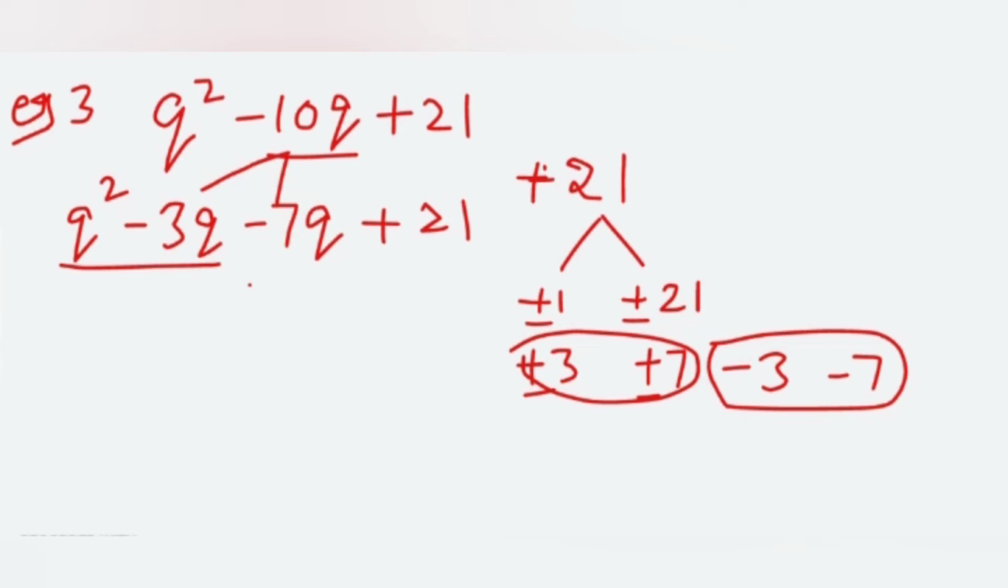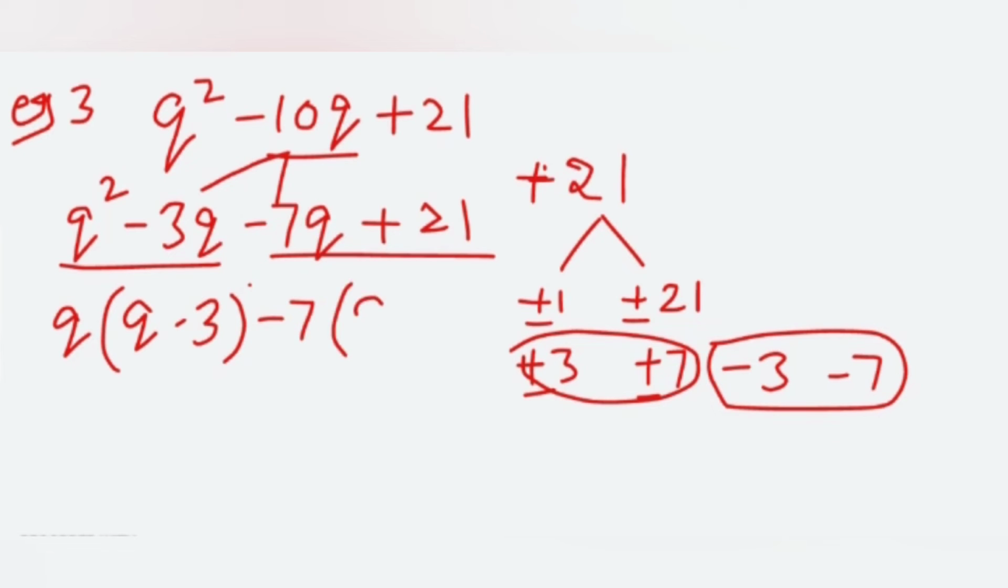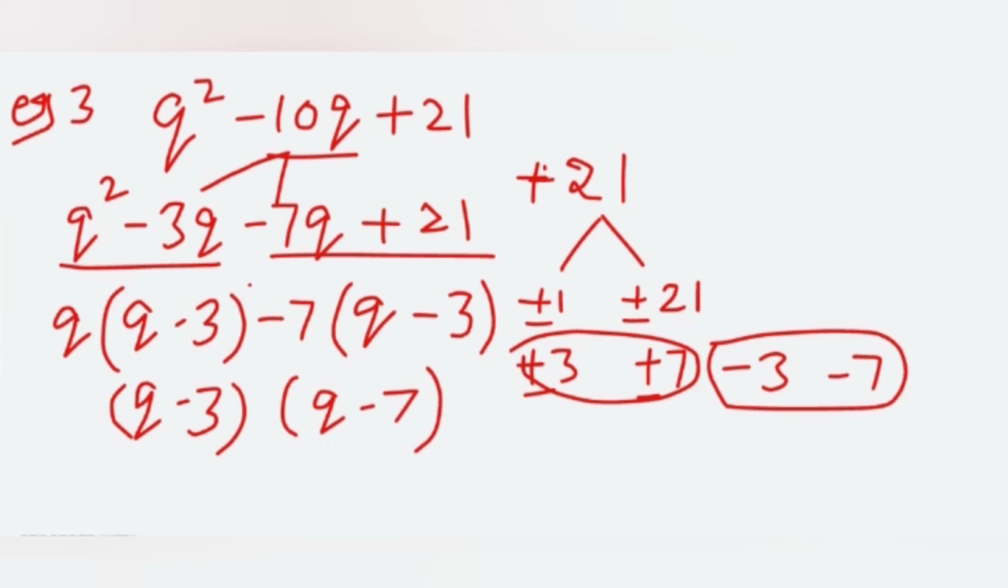Now take common factors from these. First two terms as one group, the last two terms as one group. In the first two, take q as common. Q minus 3 you will get here, and here you take minus 7 as common. Here also q minus 3, since minus into minus is plus. So q minus 3 is the common factor in both, into q minus 7. So these are the two factors of this expression.